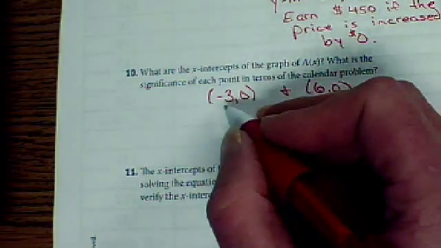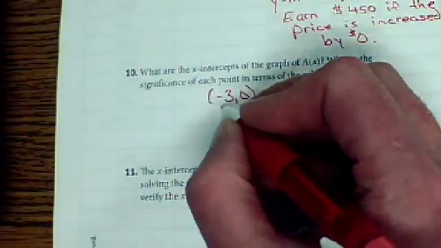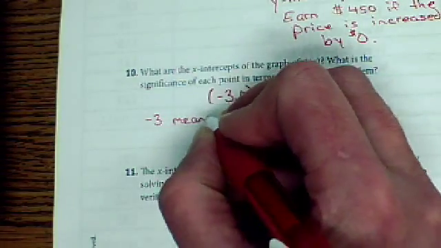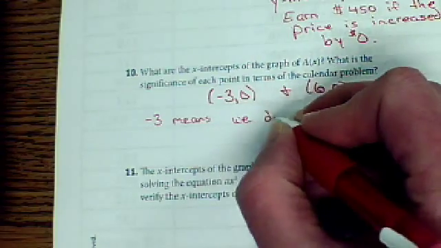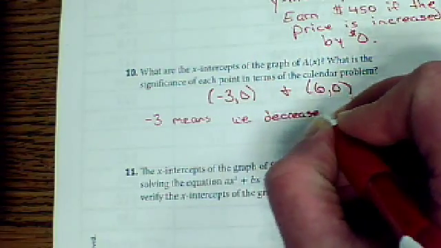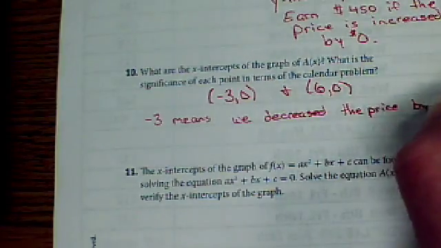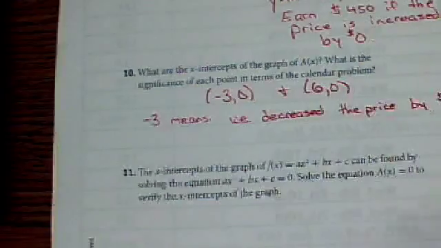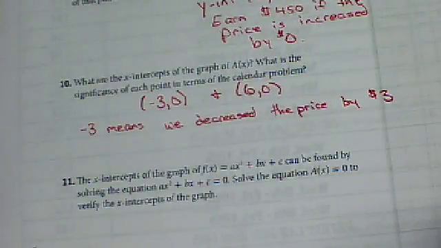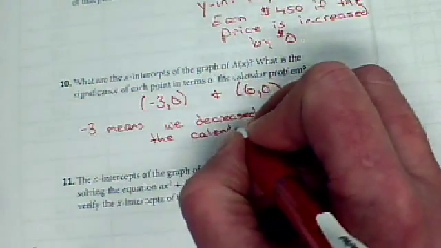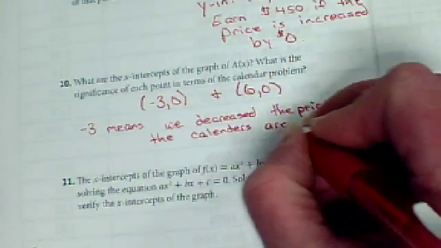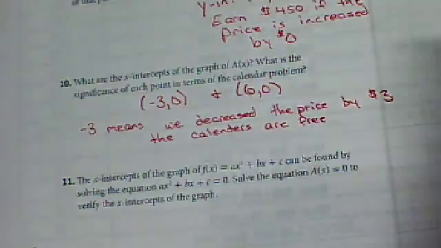And let's think about that. If this is how much we're increasing the price, negative 3 means we decreased the price by $3. The calendars were already $3. If we decrease the price by $3, the calendars are free. And we make no money.